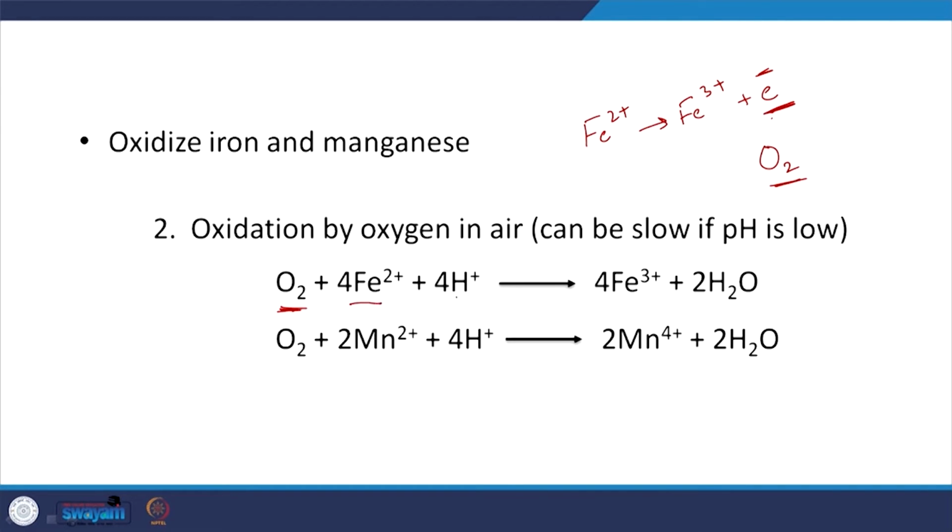Fe2+ can, in relatively acidic conditions, be oxidized to Fe3+, and similarly with O2, Mn2+ can go to Mn4+, or be oxidized to Mn4+. One aspect here is, especially for this reaction, if the pH is low, or even neutral, at least for this particular reaction, it is pretty slow. That is something to keep in mind, but we will come back to that.